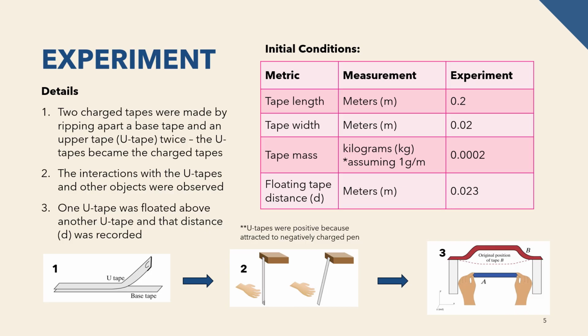The experiment procedures are shown to the left. First, two charged tapes were made by ripping apart a base tape and an upper tape twice. The upper tapes became the charged tapes. Second, the interactions with the upper tapes and the other objects were observed. I observed the upper tapes to be positive because they are attracted to a negatively charged pen. Third, one upper tape was floated above another upper tape, and that distance d was recorded and used in further calculations.